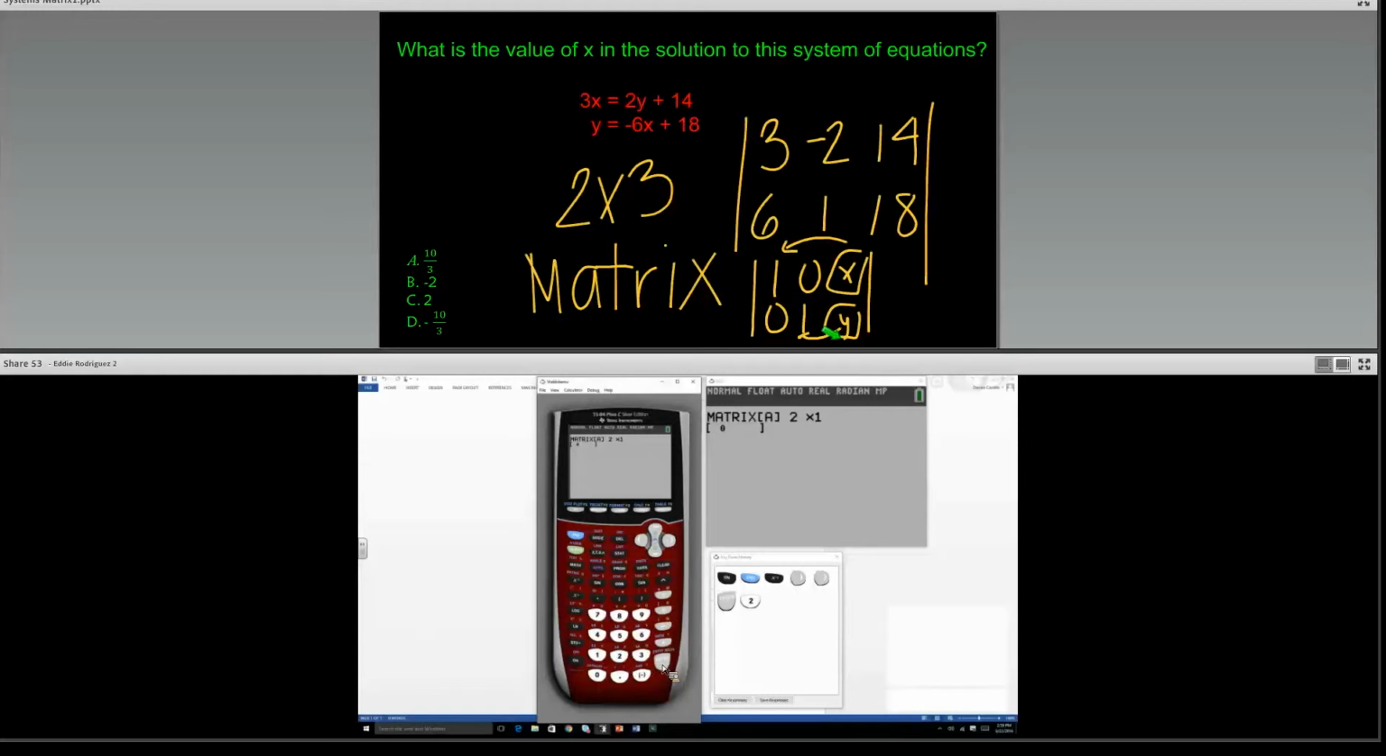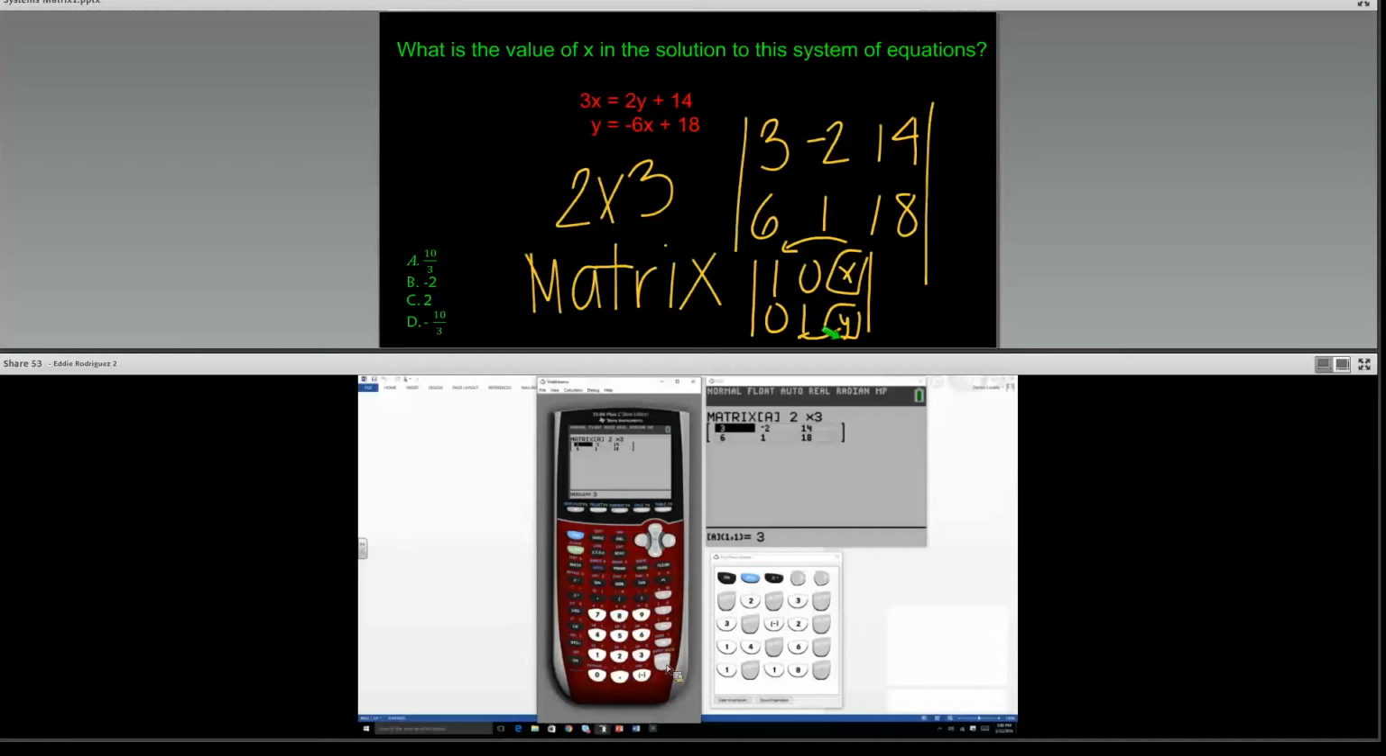Now we're going to input our values for the first equation, which was 3, enter, negative 2, enter, and 14. And now we're going to input the 3 numbers from our second equation, 6, 1, and 18. So just double check that you input your values correctly. So 3, negative 2, 14, 6, 1, and 18.